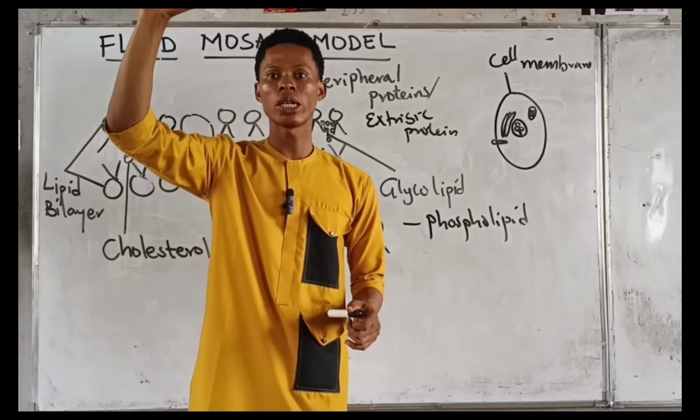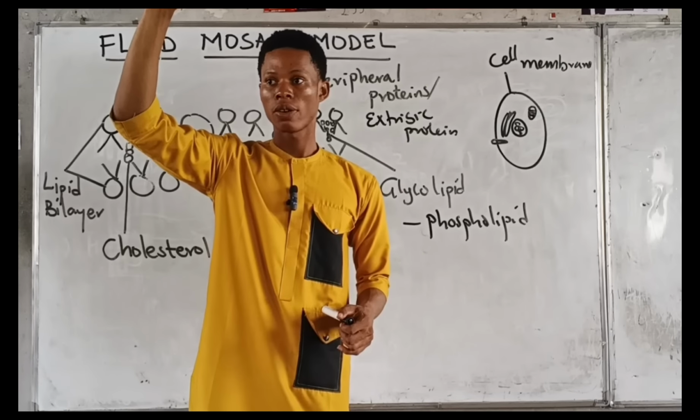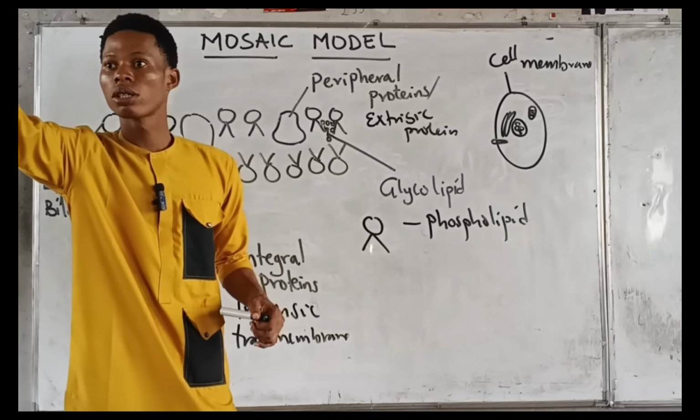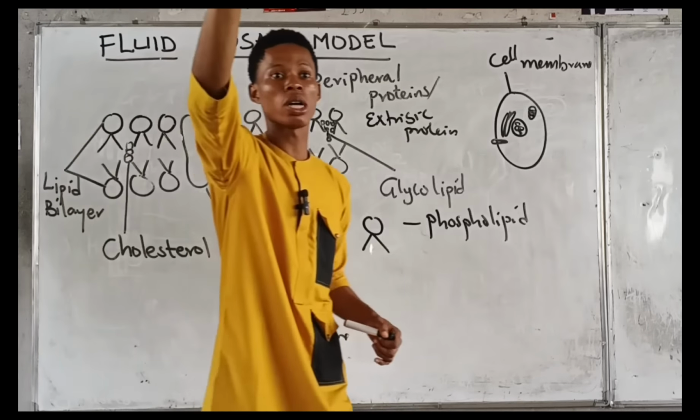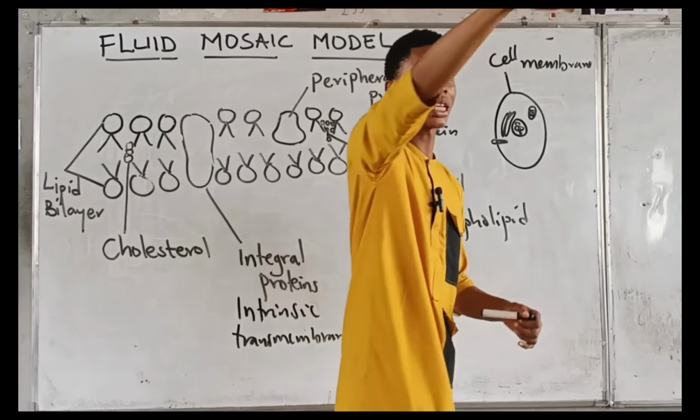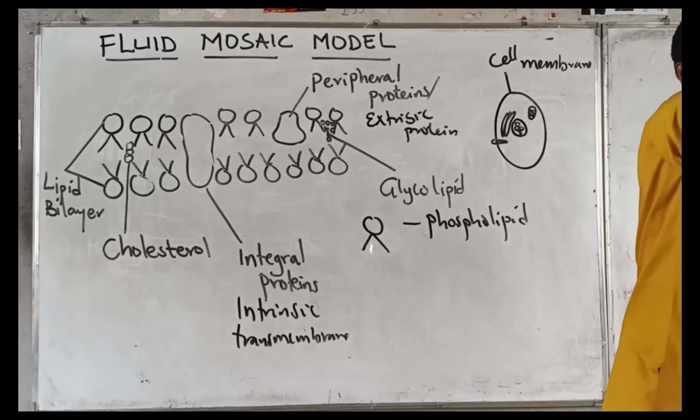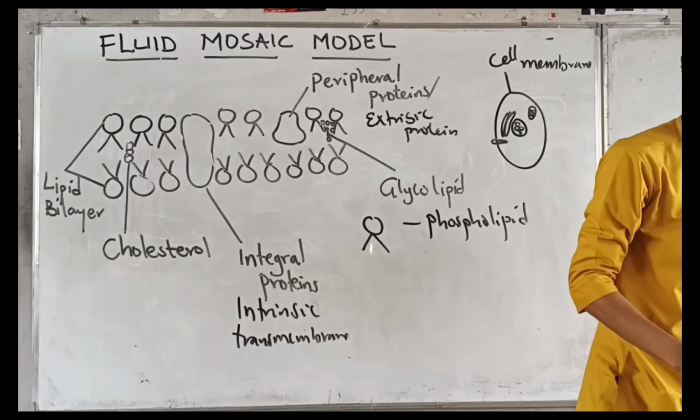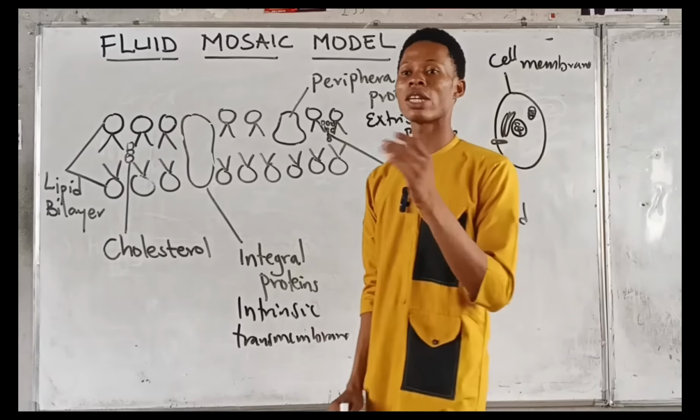Now let's do a little revision. We have how many macromolecules? 4, right? This side, give me 1. Carbohydrate. This side, give me 1. Lipids. This side, give me 1. Proteins. This side, give me 1. Nucleic acid. Thank you. So those are the 4 macromolecules.